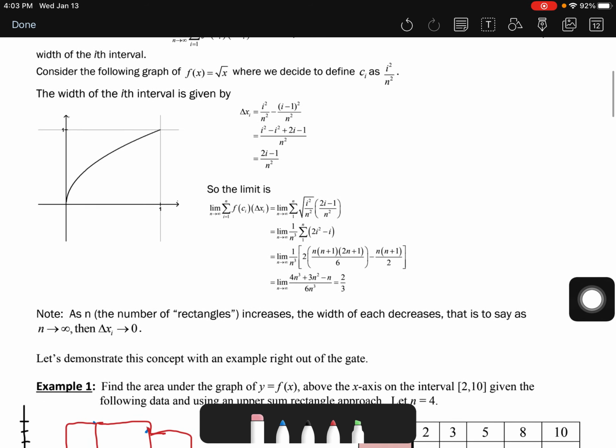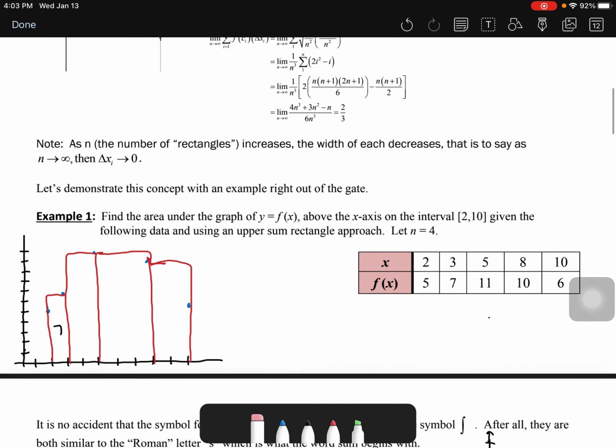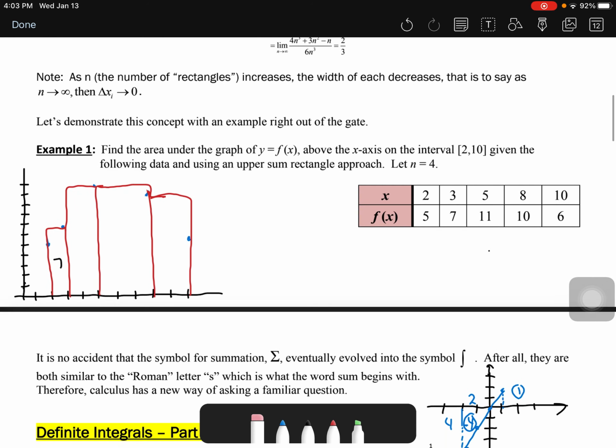As far as unequal widths, I'm going to jump ahead to example 1 because this is the type of question that I see on the AP exam quite a bit for basically testing your knowledge of how to deal with a function where the widths are different. And what they mean by that is, we just have some random data points here, and it doesn't just go by a constant amount every time. It goes from 2 to 3, from 3 to 5, 5 to 8, 8 to 10. So we have some different widths to deal with there.